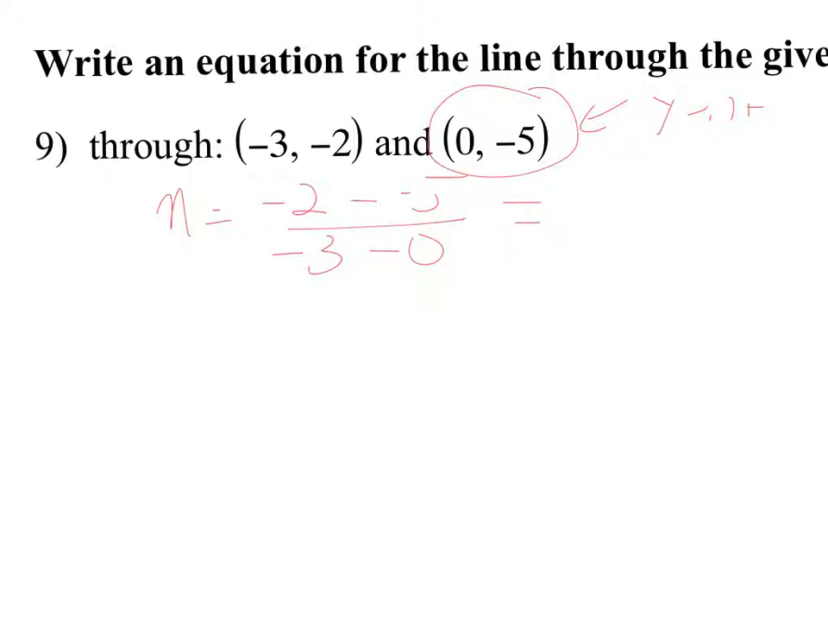Ends up being positive 3 over negative 3, which is negative 1. So you end up with y equals negative x minus 5.